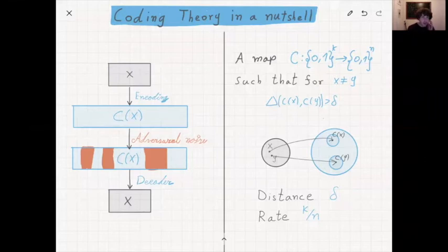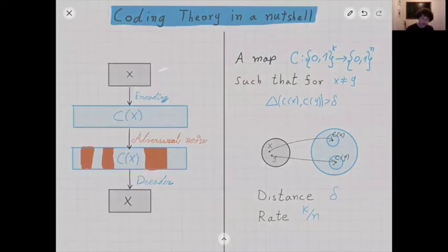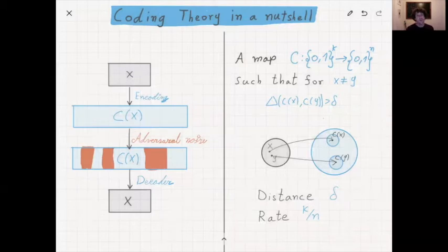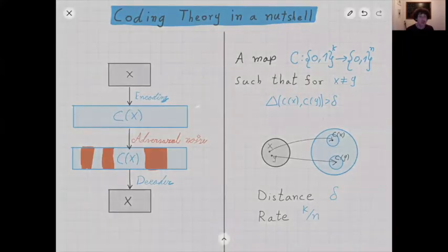In coding theory, our goal is as follows. We start with some unstructured information, this X here, and we want to encode it so that it is robust to noise. We take this unstructured information and endow it with symmetry, structure, and nice properties that allow us to tolerate errors and still be able to recover the message. Of course, this comes at a price. As you see, this C of X is longer than this X. We introduce redundancy to get this robustness.